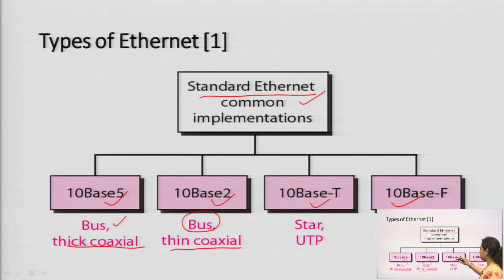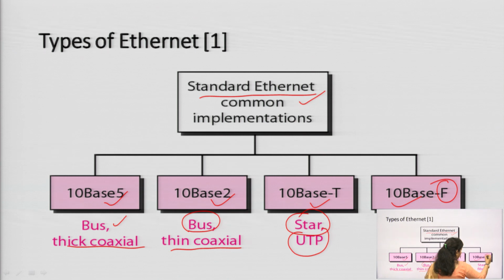Now, next one is 10 base T. It is based on star topology, and it is UTP based. UTP is also a kind of twisted pair cable. The last one is 10 base F, which is based on optical fiber cable and star topology. You can see from this segregation that the first two are based on bus topology and the next two on star topology, and they use coaxial cable, UTP and fiber respectively.